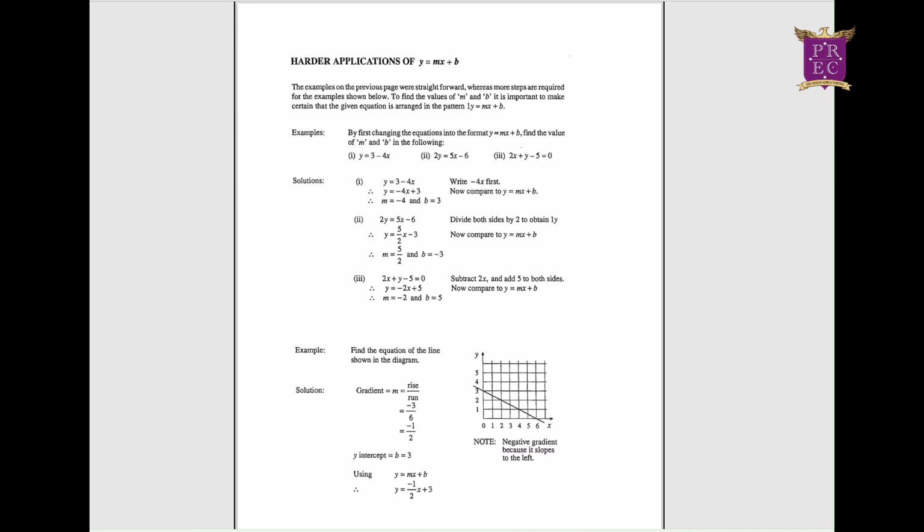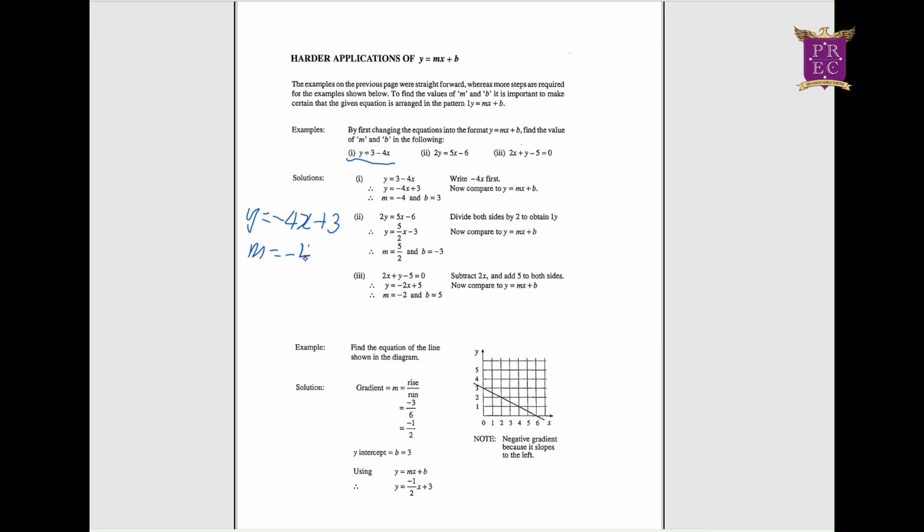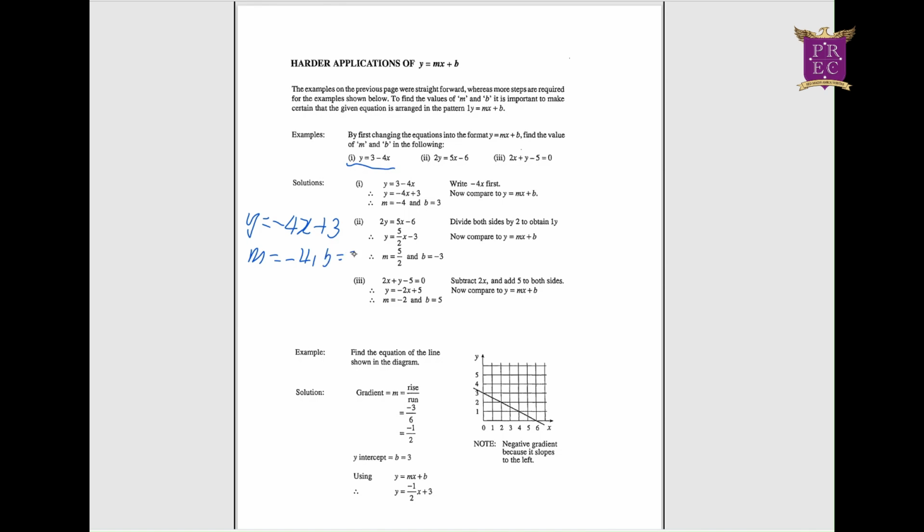We've got some harder applications of y is equal to mx plus b. What are they asking us to do? Find the value of m and b. This one's already in kind of the y is equal to mx plus b format. What you need to do is just change the values around to get the x term to the front and the constant to the back. When we do that, we've got m is equal to -4 and b is equal to 3.